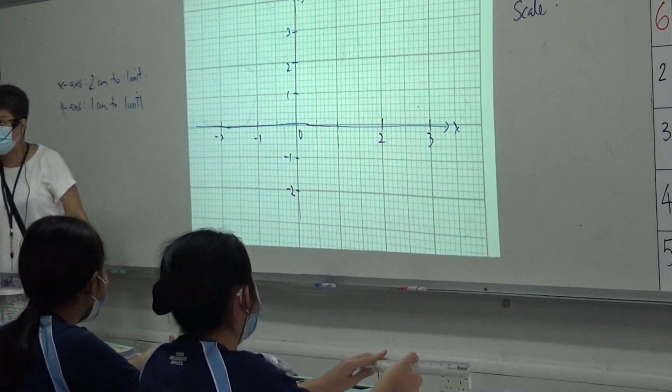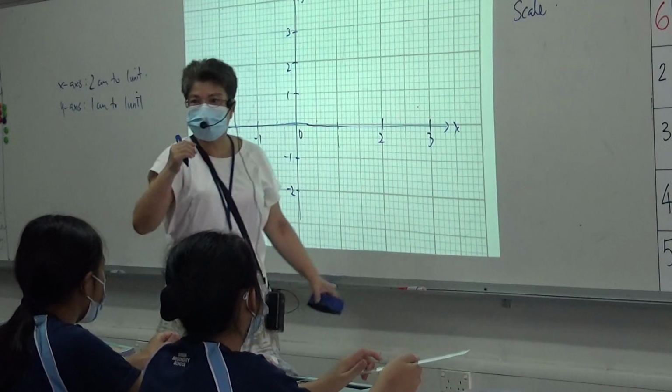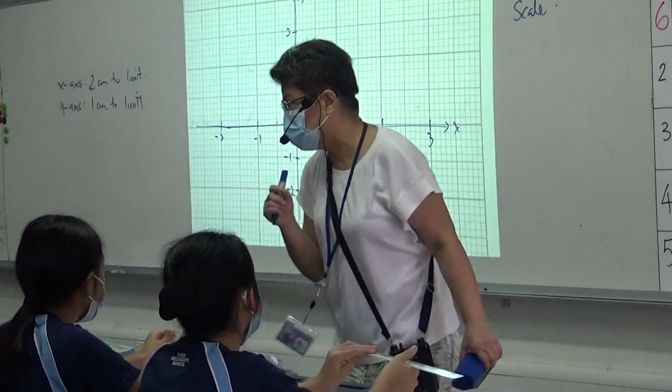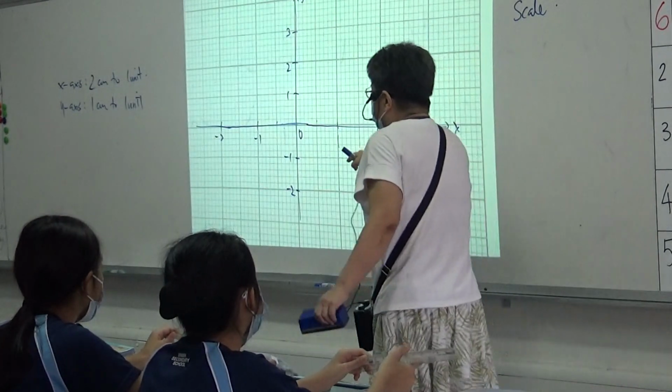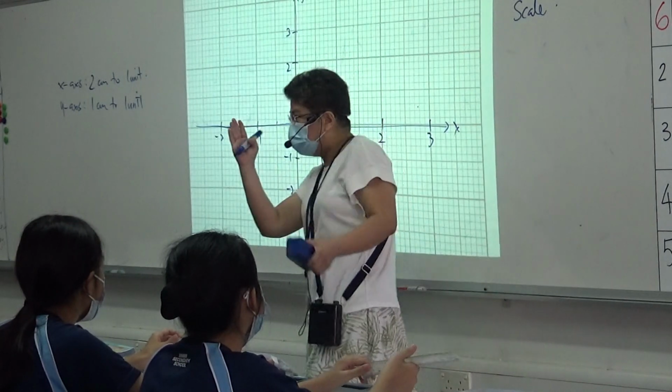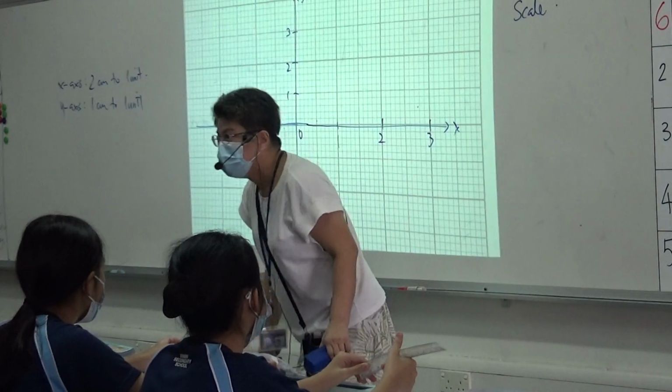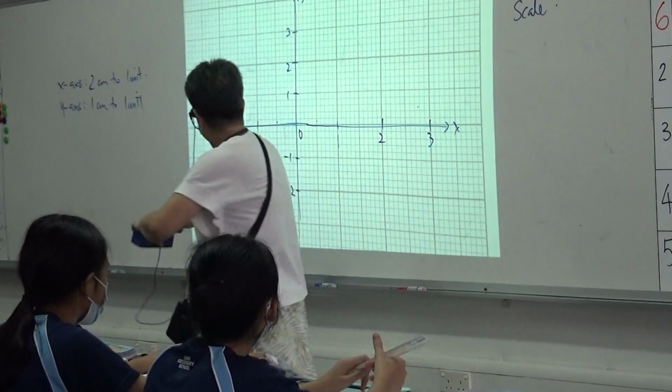Understand? Now, for scale, we always choose convenient scales. You don't want to choose 1 cm to 3 units, then you cannot estimate later. Do you understand? Now, I can also do this.